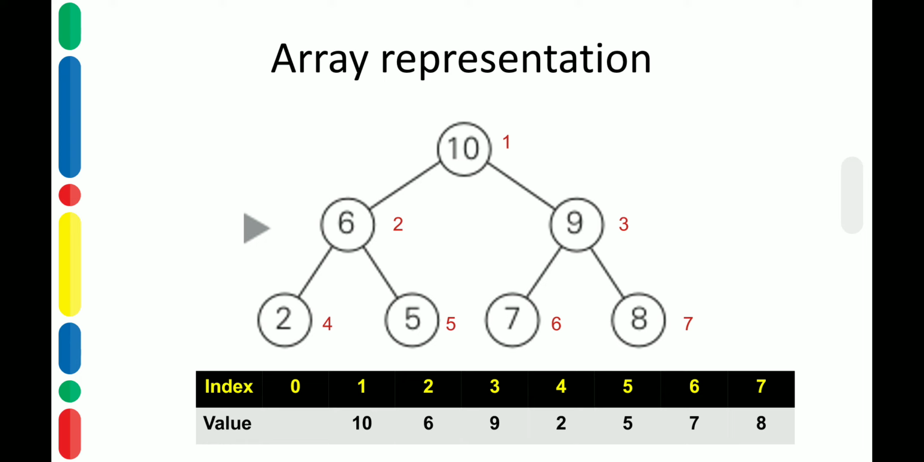Then if n is 7, you will have n by 2 rounded down parents. Okay, in our case also it is true. We have 3 parents, 10, 6, 9. 7 by 2 is 3.5, 3.5 rounded down is 3. And do we have such 3 nodes which are parent nodes? Yes, the answer is yes. And then the rest of the elements are the child nodes or the leaf nodes, 2, 5, 7, 8.